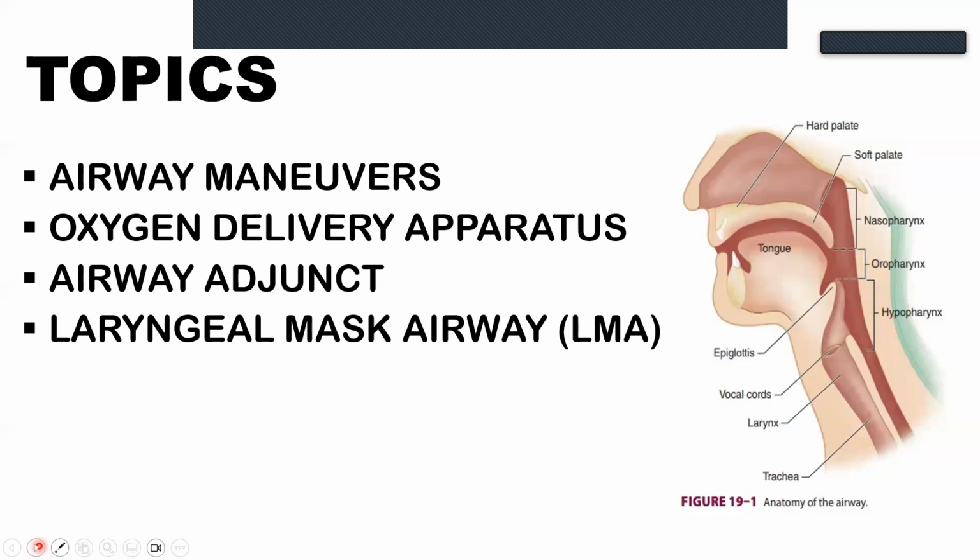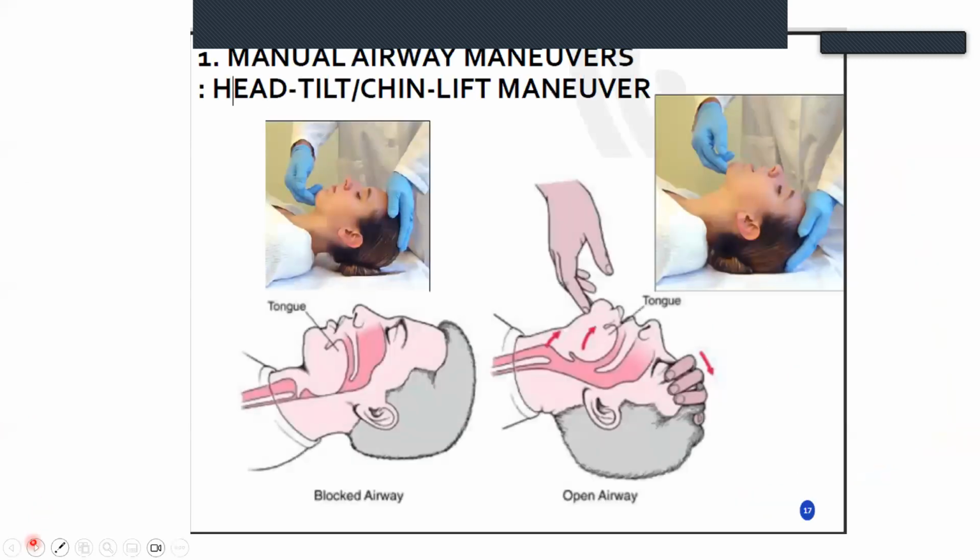In managing airway, there are three basic targets. The first one, we want to make sure the airway is patent from any blockage or any foreign body. The next one, to ensure no secretion, so we have to do suctioning and make sure there is no vomitus. And the third one is to make sure there is adequate ventilation and oxygenation.